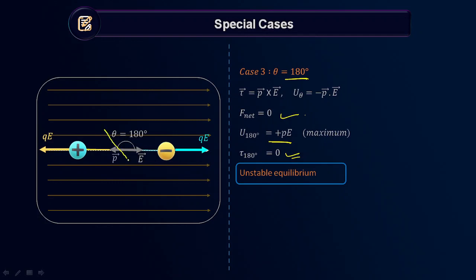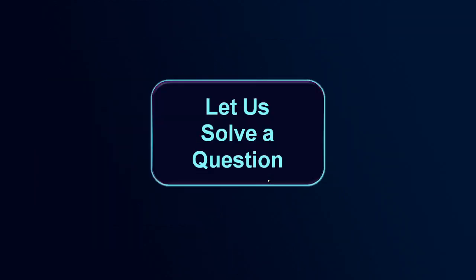If you displace it a little bit, what happens now? On the positive charge, force will act in this direction, on the negative charge, force will act in this direction. So it will rotate, it will not come back to its initial condition. So what kind of equilibrium is it? Unstable equilibrium. Yes or no? Now let us solve one more question.